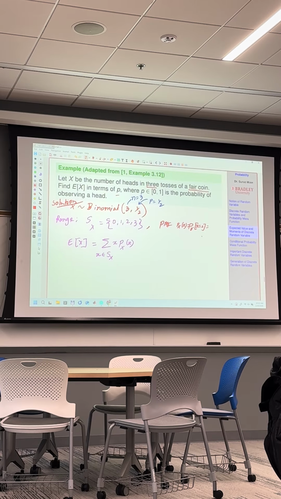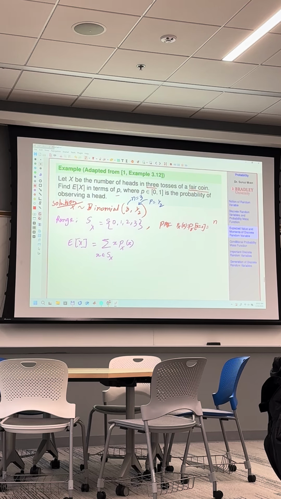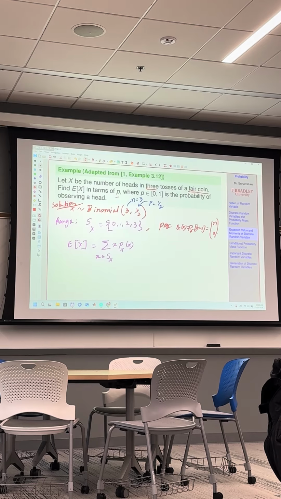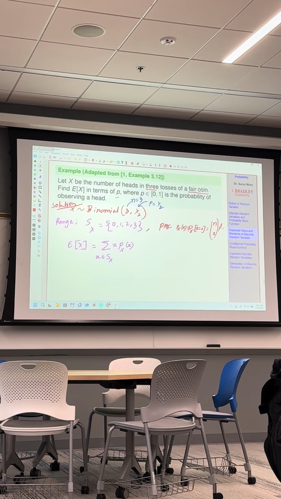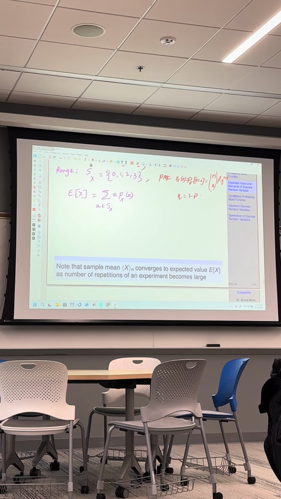Do you remember? It's combination n choose x, just to be consistent, guys. Here I wrote x, because I'm multiplying x. So x is the number of successes, okay? So we have n choose x, p to the x, q to the n minus x, where q equals 1 minus p.